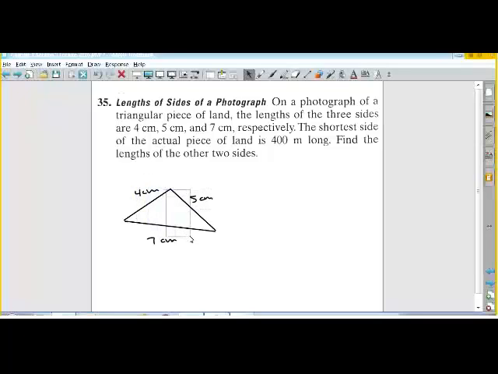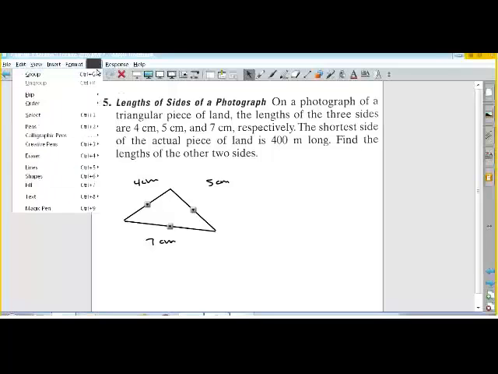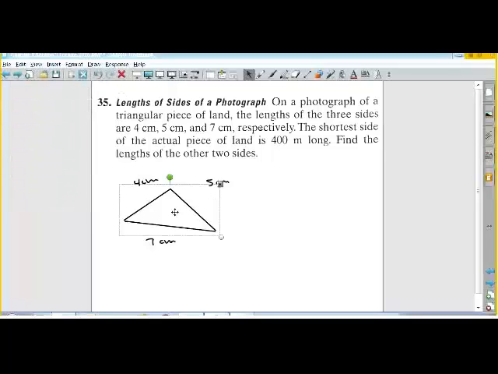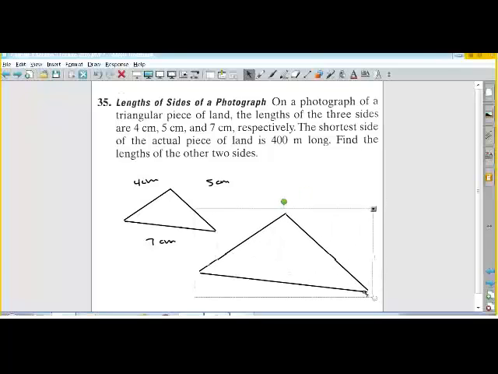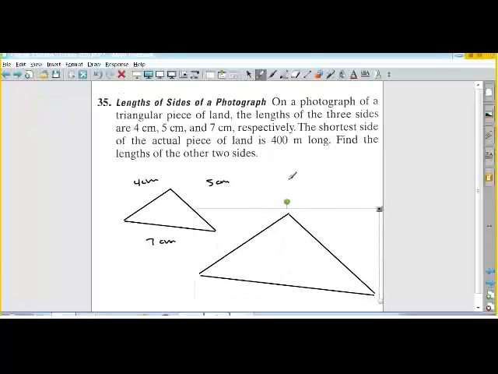And because it's a photograph, all of the lengths should be scaled appropriately. So I'm going to grab this thing and just make it bigger. It's not going to be scaled to the appropriate size because otherwise you wouldn't be able to see either the small or the big thing. But I'm just going to say it's bigger just to show that it is scaled. So here's my bigger picture. This is the actual land. So the shortest side of the actual piece of land is 400 meters.